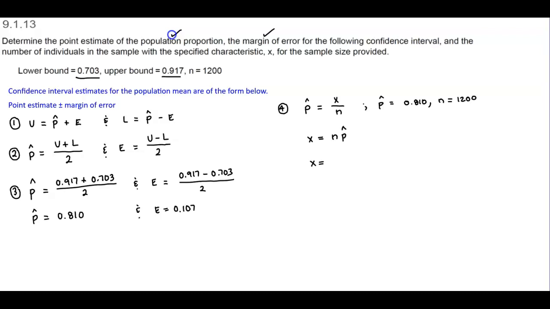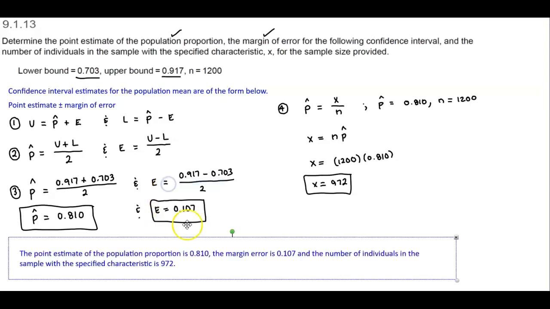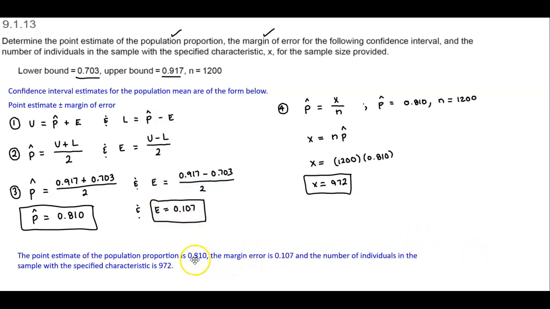Therefore, to find x, we take 1200 and multiply it by the point estimate of 0.810. If we multiply those two together, x is going to equal 972. So there is the value of x. We have our margin of error, and we have our point estimate. Therefore, we can say that the point estimate of the population proportion is 0.810, the margin of error is 0.107, and the number of individuals in the sample with a specified characteristic is 972.